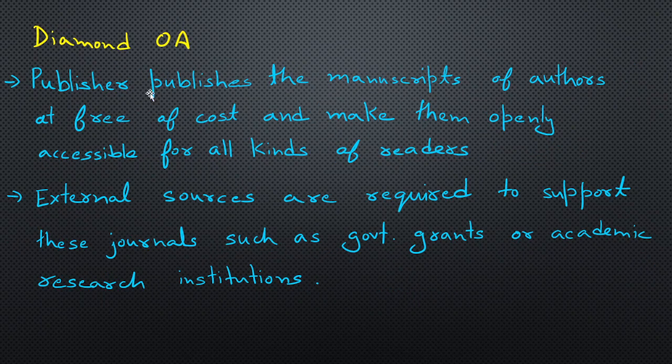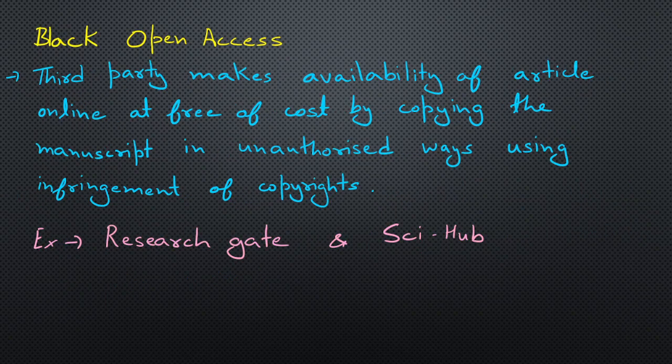So in diamond open access, publisher publishes the manuscripts of the author at free of cost and reader also access these manuscripts at free of cost. Such journals require support of external sources such as government and academic research institutions. Now we look at black open access.